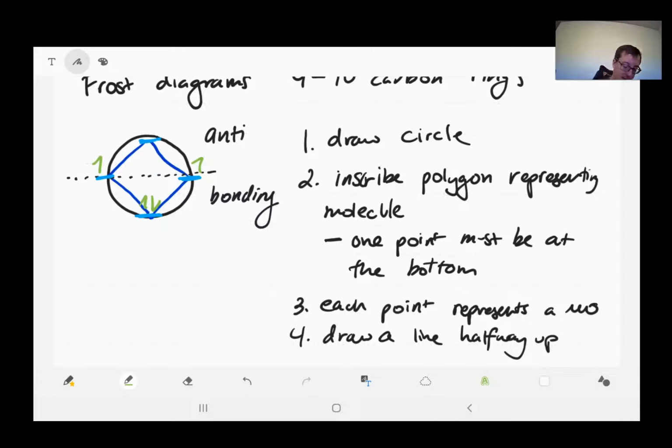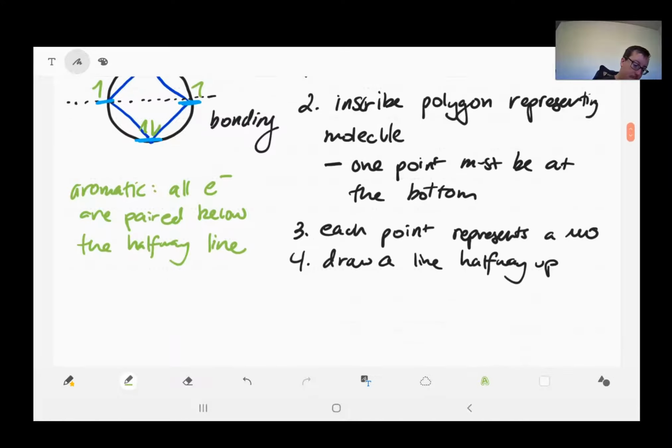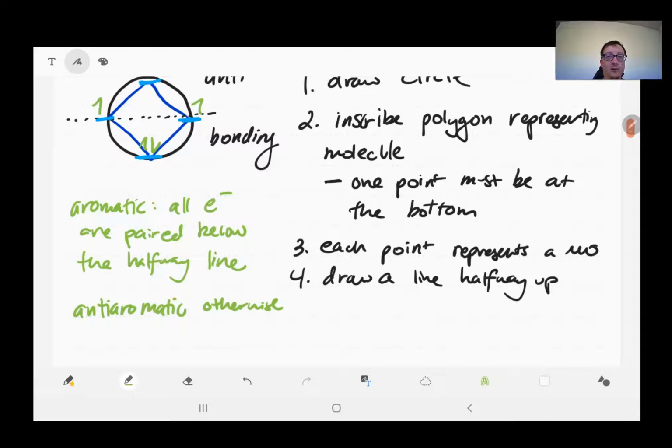And so, in order for something to be aromatic, all electrons are paired below the halfway line. Otherwise, we're going to be anti-aromatic. These diagrams, I mean, if the 4n plus 2 and 4n rules work for you, that's great. If these diagrams work for you, that's great.